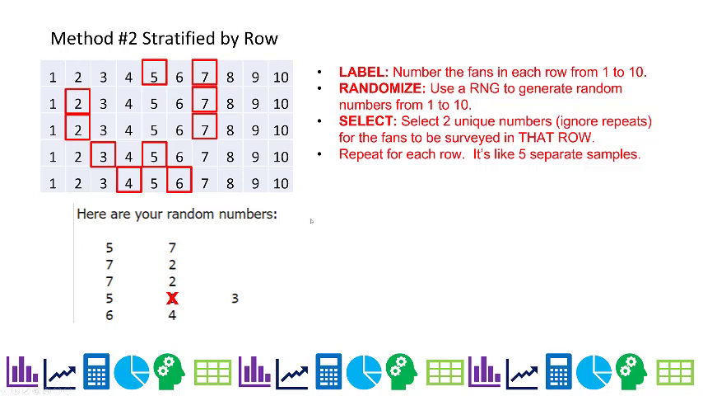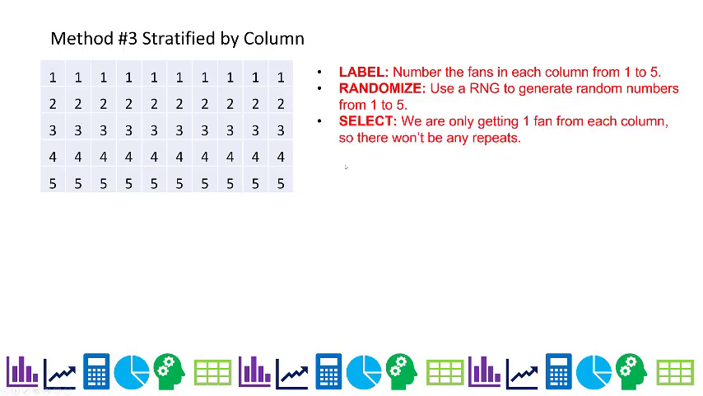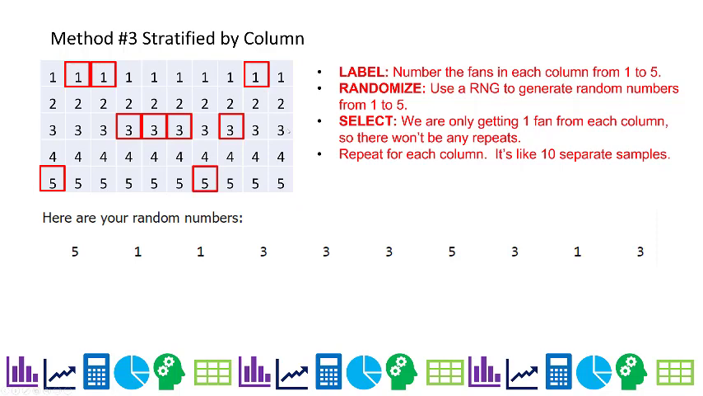All right, you can also do it by column. Now I'm going to label them 1 through 5 because I only have 5 individuals in each column, and I'm going to randomize using a random number generator. This time only going to 5 because that's how high I go. And we're only getting 1 fan from each column, so there won't be any repeats, all right? And repeat for each column, it's like 10 separate samples. So here are my random numbers, and I got 5 for the first column, 1 for the second one, 1 for the third one, 3 for the fourth, then 3, then 5, 3, 1, and 3.